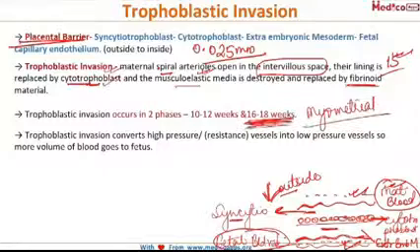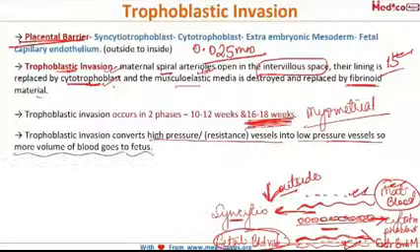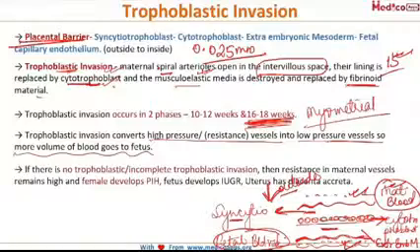So, in this trophoblastic invasion, as we have discussed, the lining is replaced by the cytotrophoblast and the fibrinoid material. So, the arterioles become distended and are converted from high pressure vessels into low pressure vessels, so that more volume of blood goes to the fetus. Now, if this trophoblastic invasion is absent or incomplete, then the resistance in the maternal vessels will remain high, and the blood supply to the fetus will remain low.